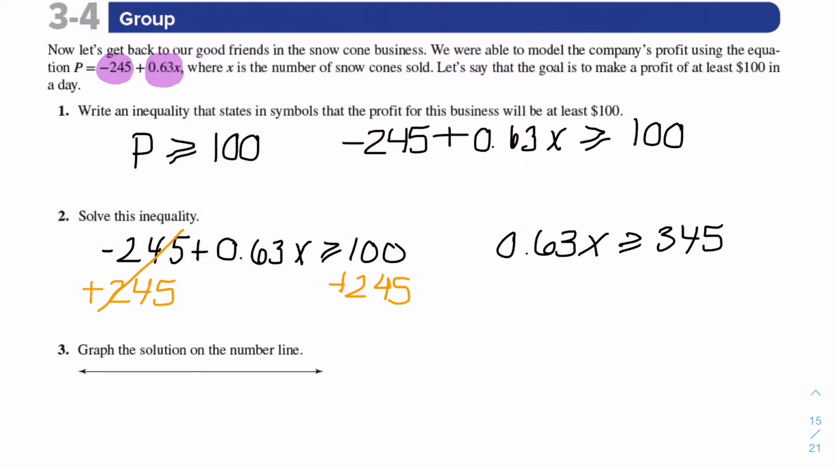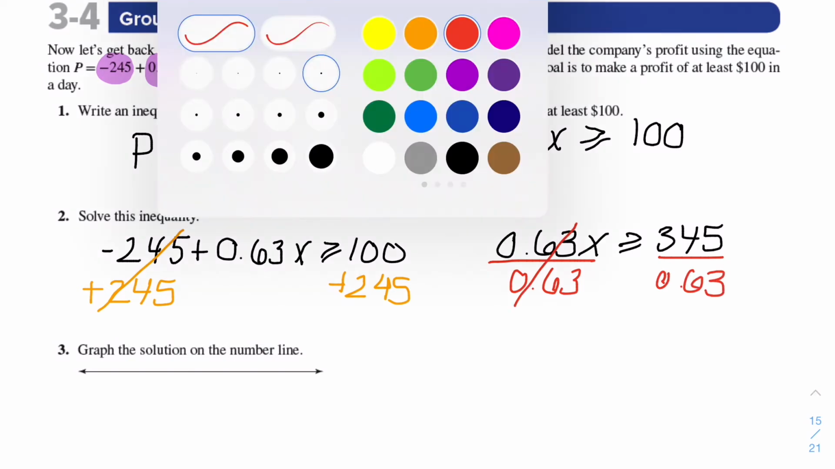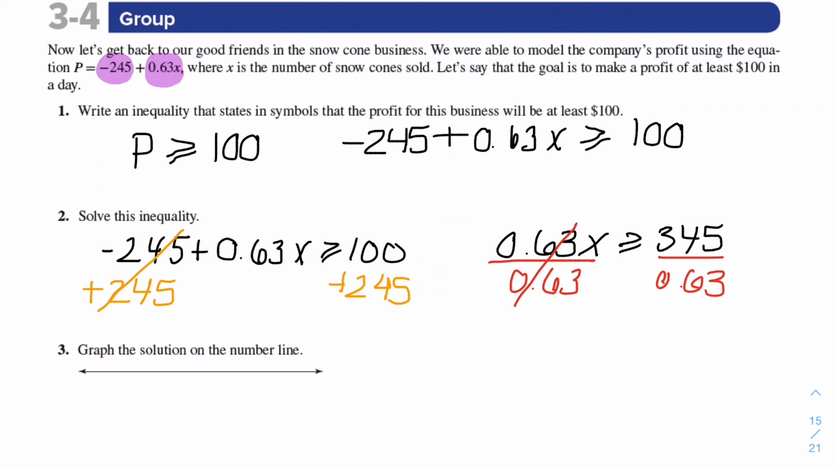And then our other tool told us we can divide by 0.63 to make these two cancel. And the inequality sign is not going to change. This is going to give us x is greater than or equal to 547.6. So if we graph this on our number line, we've got 547.6.